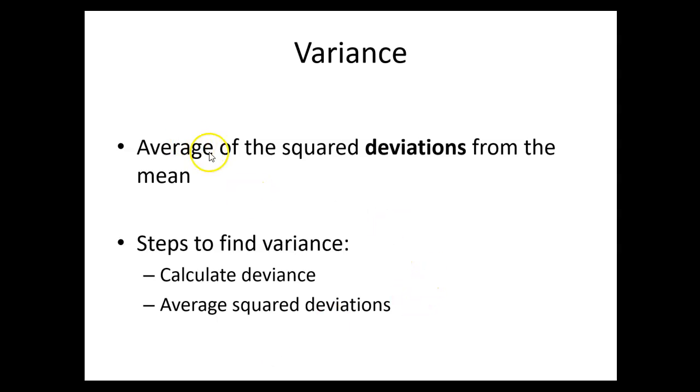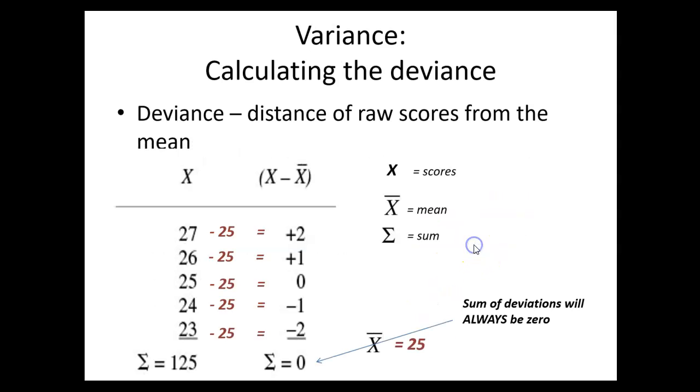So we want to find the variance. We need the average of the squared deviations from the mean. So in order to find the variance, we need to calculate deviance, which we've already done. And then we need to get the average of the squared deviations. Now we're just showing how we got deviance, 27 minus 25, basically subtracting the mean from all of our raw scores. Make sure that you're focusing on these numbers right here.